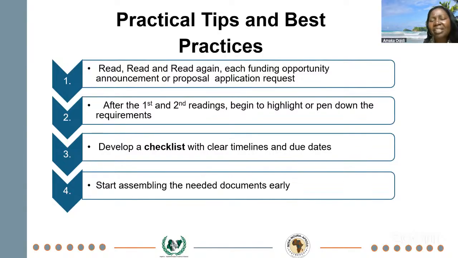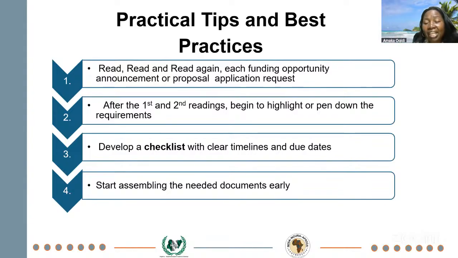Then after the first, second, or the third reading, begin to highlight or pen down some of the things that are required. It is with these things that you pen down that you develop what we call a checklist. So it's you that have to develop that checklist. That is one of the basic tools that you need to be able to assemble a complete proposal package. You need to develop a checklist.